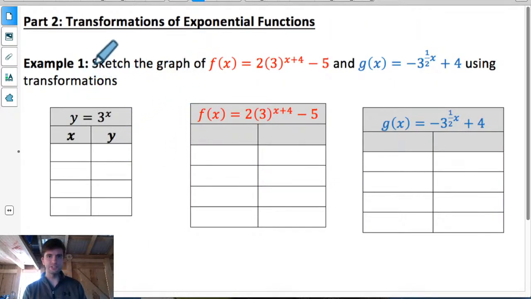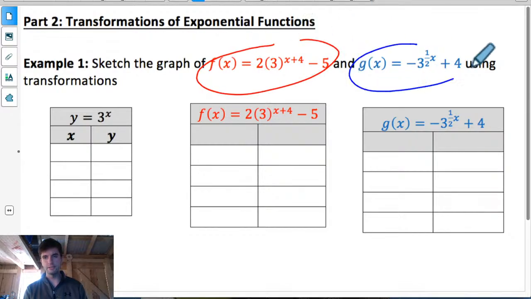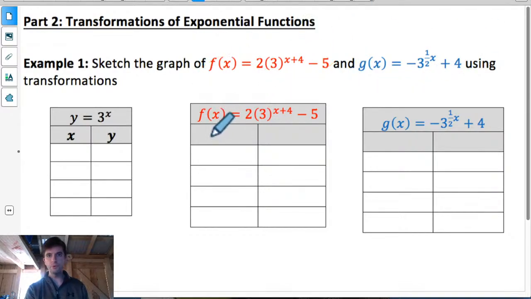It asks us to sketch the graph of this function and this function. Those are both transformed 3 to the x functions. The base of the power in both of those is 3. So notice since the base of the power is both 3, these are transformed 3 to the x functions. So when we graph them, it'll be useful if we have a table of points from the parent function, from the 3 to the x function. And we're always going to choose the same x values. Negative 1, 0, and 1.